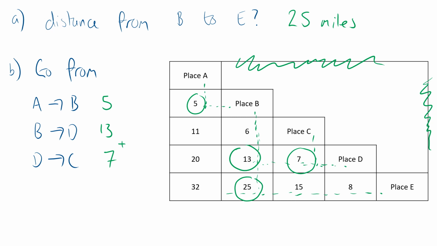So if I then add these distances up to get the total journey distance, that's going to be 25. And I can put the units in, whether that's miles or kilometres, whatever it happens to be.